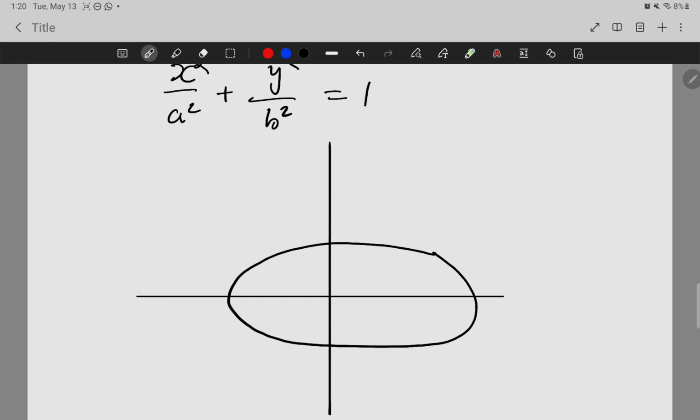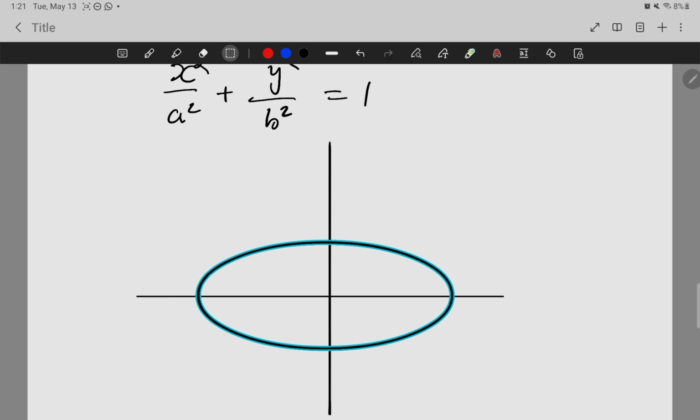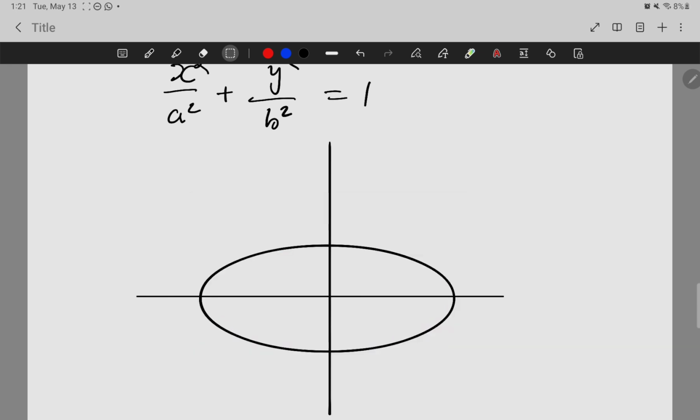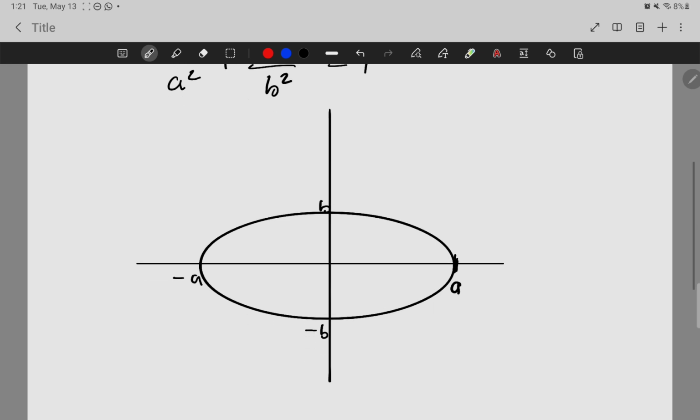or its longest axis in the horizontal axis. So for such an ellipse, a is going to be the coordinates of the vertices. So this is going to be a. From the origin up to this point, that is a, and up to here, that is negative a. And then up to there, that is b. Up to here, that is minus b.